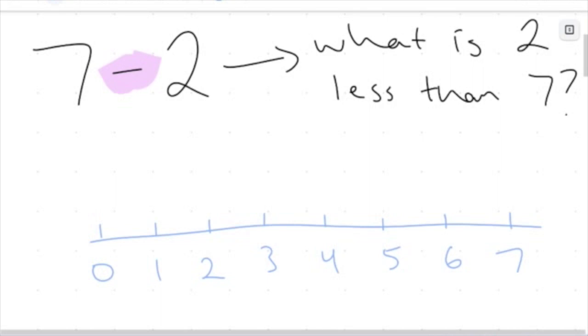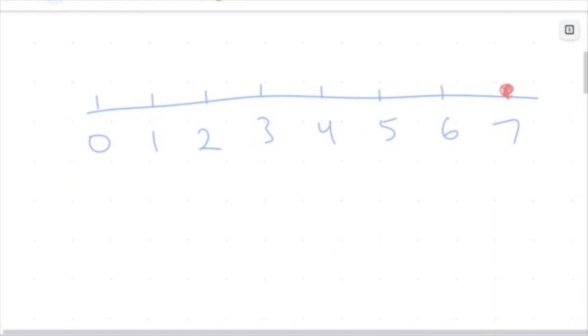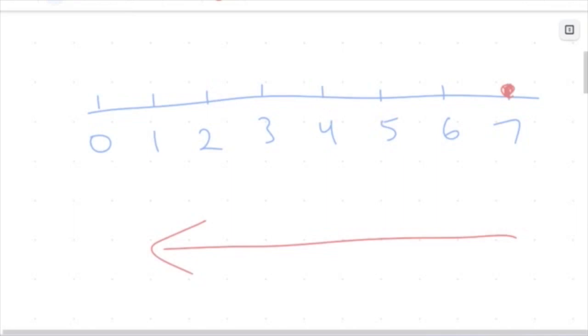Now, let's just have a think. If I'm finding 2 less than 7, do we think our answer is going to be bigger than 7 or smaller than 7? So bigger than our starting point here, or smaller than? Well, looking at 2 less than 7, that implies that my number is going to be smaller. It's going to be somewhere to the left of 7 on this number line. So when we go to the left, our numbers get smaller on our number line.